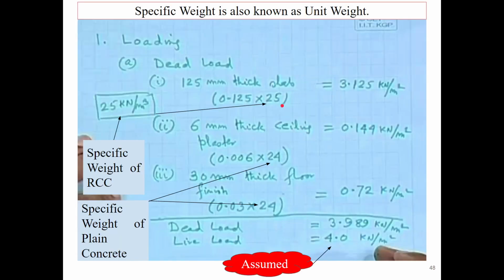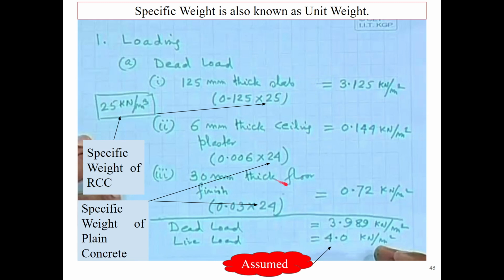As we know, the specific weight of RCC is 25 kilonewton per meter cube, and the specific weight of plain concrete is 24 kilonewton per meter cube. Specific weight is also known as unit weight, right? So for the dead load, there will be three cases: the 125 mm thick slab, the 6 millimeter thick ceiling, and the 30 millimeter thick floor.